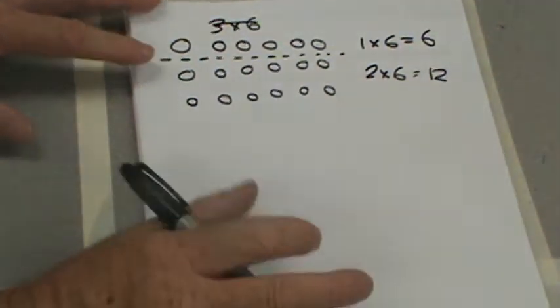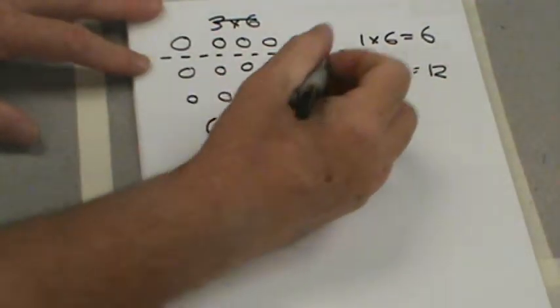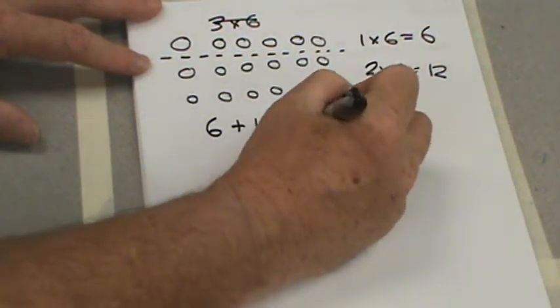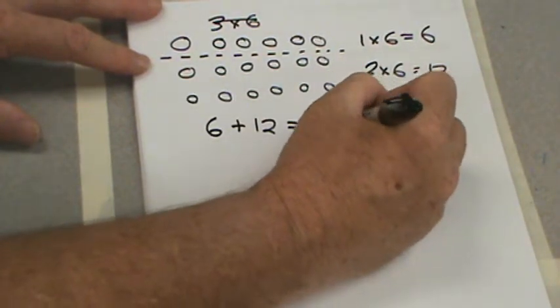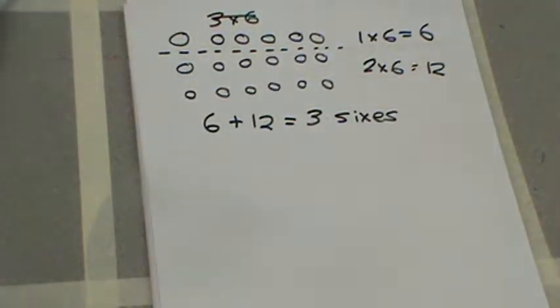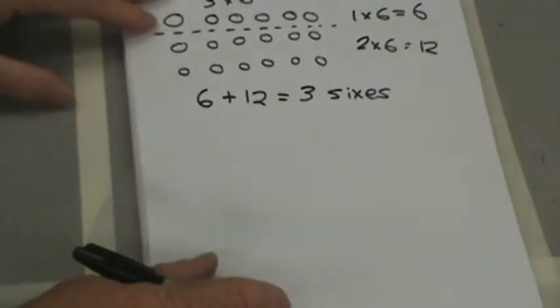So now we could have this sentence. We could say 6 plus 12 equals 3 6s. Is that true? Think about that. It looks like 3 6s to me. Let's go ahead and rewrite this a different way.